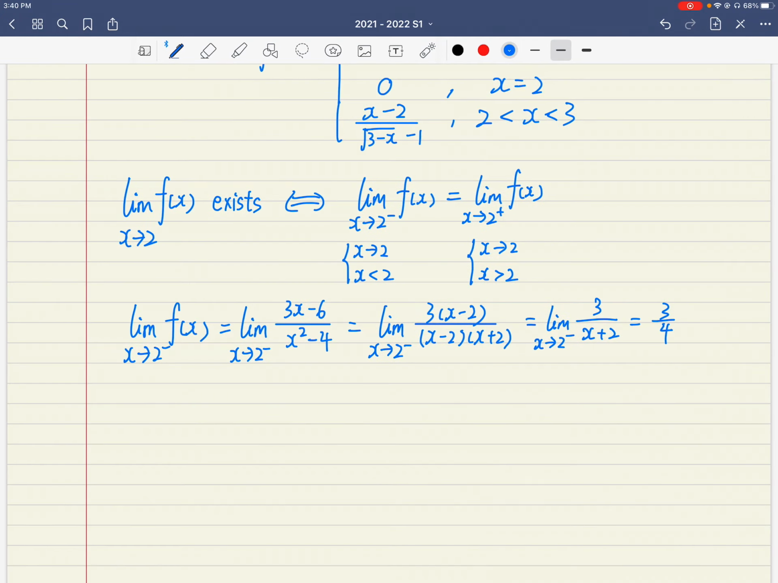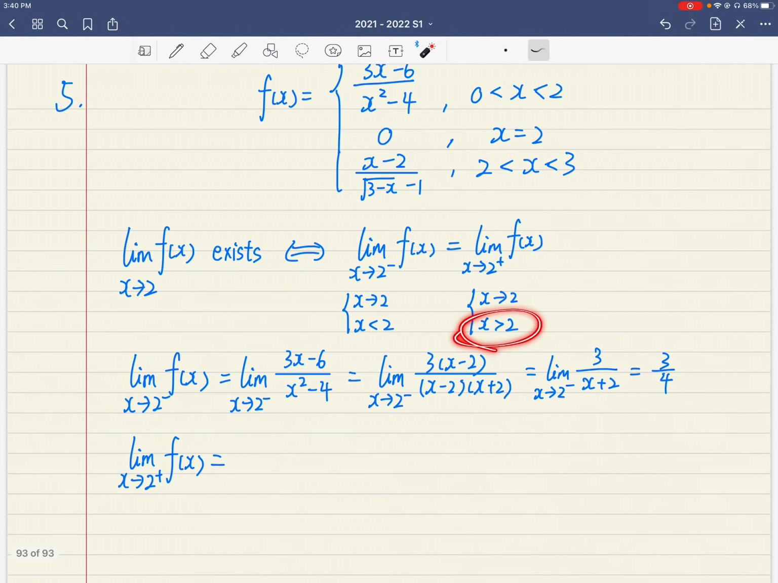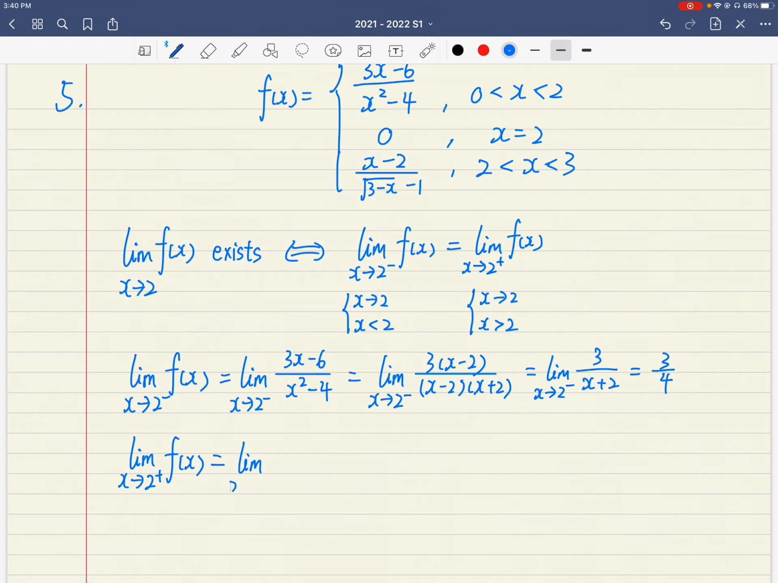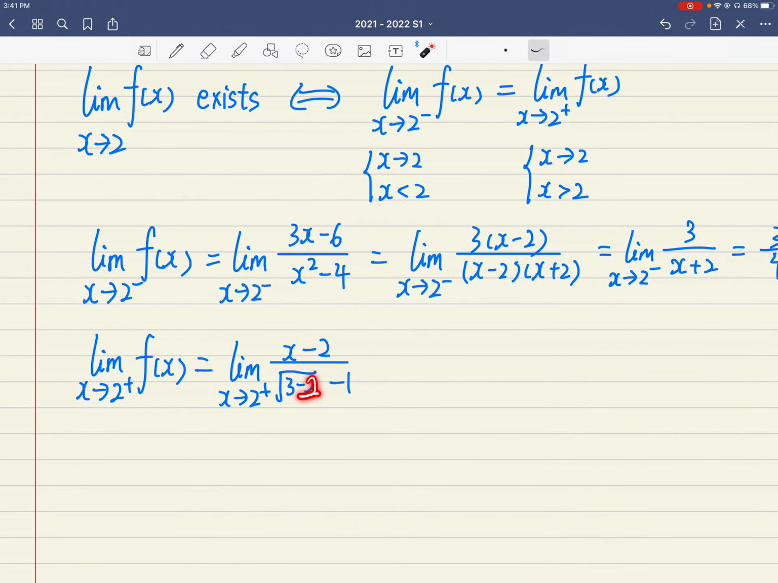Then what about the limit from the right? The limit from the right, x is approaching 2 from the right, so x is always slightly greater than 2. So this is the function we use to get the limit: the limit as x approaches 2 from the right of (x - 2)/(sqrt(3 - x) - 1). Again we do the substitution: 3 minus 2 is 1, 1 minus 1 is 0, and the top is 2 minus 2, so it's 0 over 0.